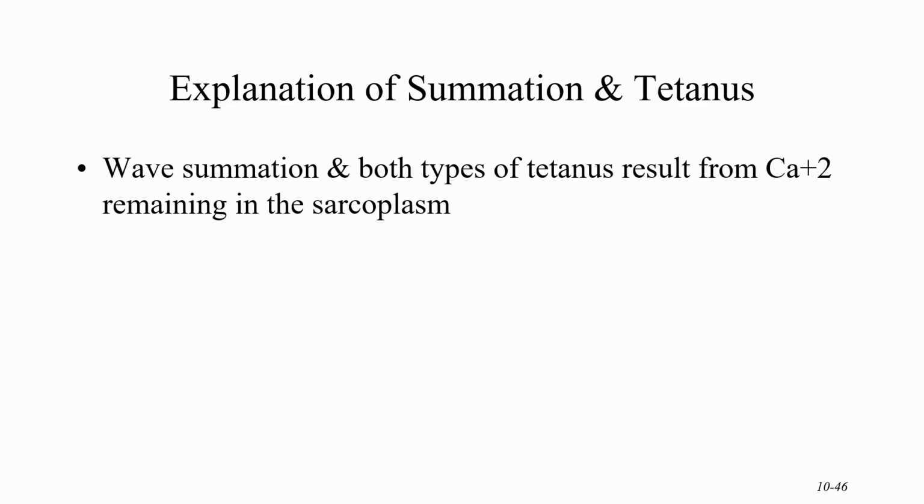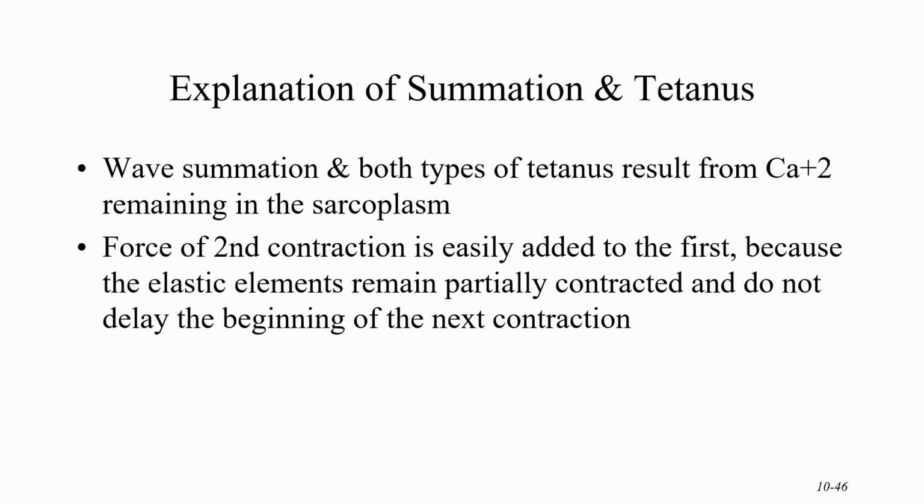So, explanation of summation and tetanus. Wave summation and both types of tetanus result from calcium remaining in the sarcoplasm. The force of the second contraction is easily added to the first because the elastic components remain partially contracted and do not delay the beginning of the next contraction.